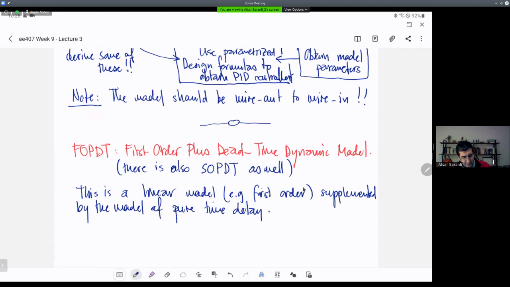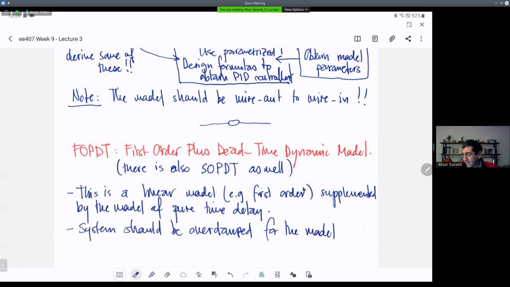The system should be overdamped for the model to be a good fit. Okay?